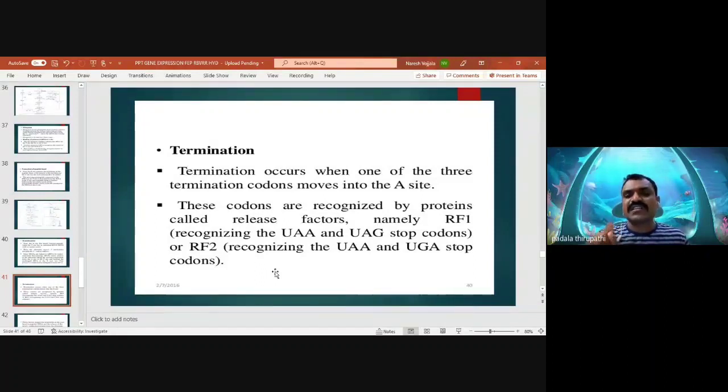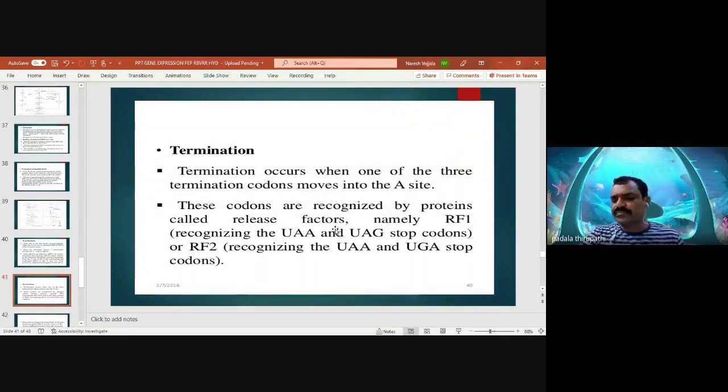This termination occurs when one of the 3 termination codons moves onto the A site. Whenever these 3 codons move onto the A site, these codons are recognized by proteins called release factors, namely RF1. Release factor 1 or RF1 recognizes the UAA and UAG. These are the stop codons, you know. Also, we can call them nonsense codons.